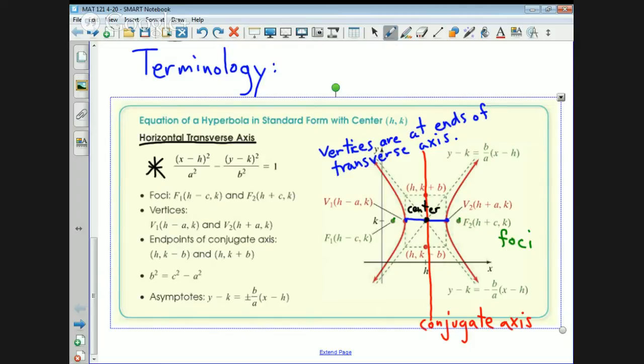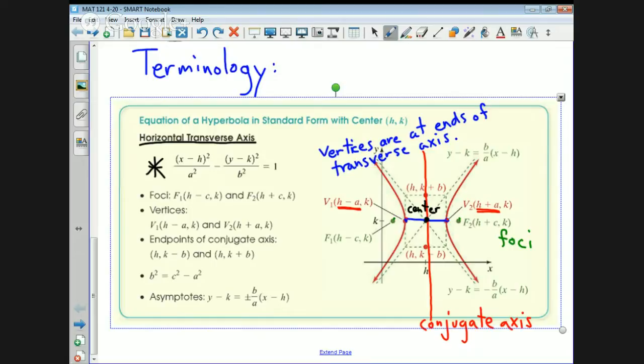Some other things to take away from this. From the center, notice that if you go a units to the right, changing the x value by a units, and you go a units to the left, subtracting away a units, that's the square root of what is underneath the x. Just like with the ellipse, whatever was under that x, you take the square root of it, and it tells you how far to go left and right. Similar thing with the hyperbola. We take the square root of whatever is underneath that x term, and we can go left and right from center and find those vertices.